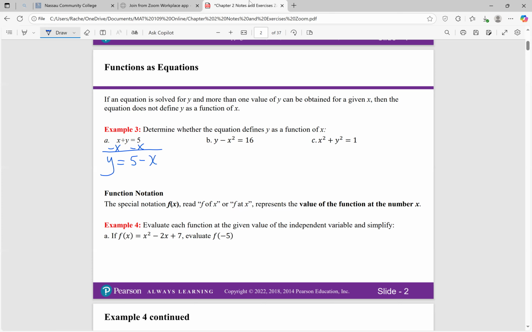Like if x was 0, 5 minus 0 is 5. It's not going to be 5 and 7, right? That doesn't make any sense. It's just one answer. If x was 1, 5 minus 1 is 4. It's just going to give me one value of y. So since there's only going to be one value of y that can be obtained for a given x, then we could constitute this relation as a function. So we can say that y is a function of x in this example in A.